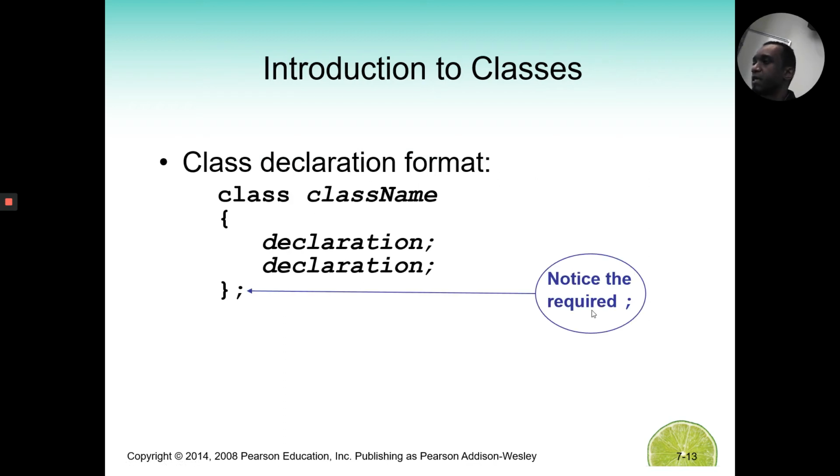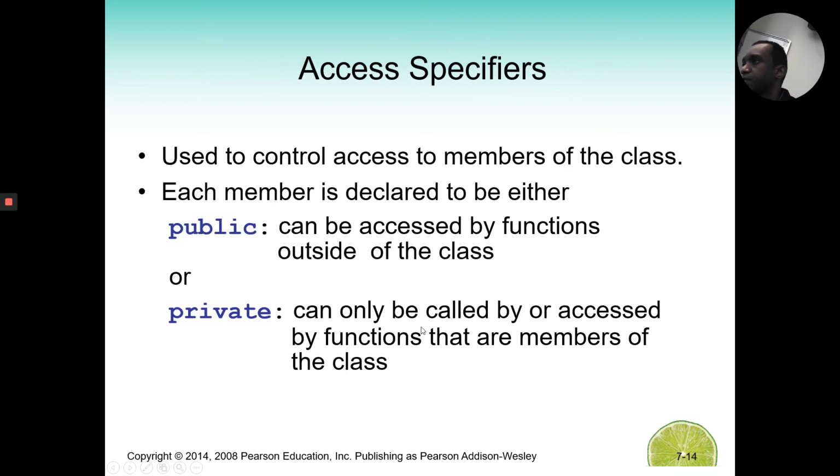Okay, introduction to classes. Here you have the class declaration, how you create it. You have class, then the class name, and then the declaration, and that's it. Access specifiers are used to control access to members of the class. Each member is declared to be either public or private. Public members can be accessed by a function outside of the class, and private members can only be accessed by functions that are members of the class.